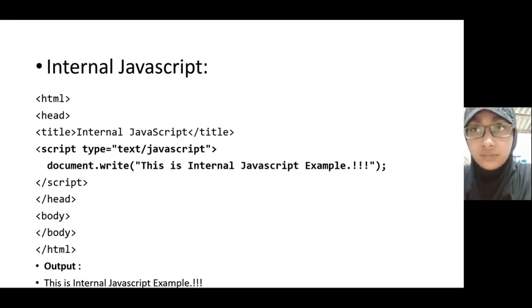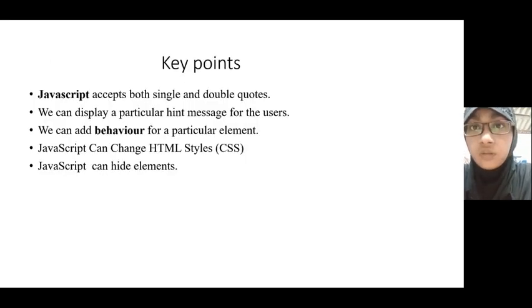Let us move forward and see the key points. The key points to be discussed here are: JavaScript accepts both single and double quotes. We can display a particular hint message for the users. We can also add behavior for a particular element. JavaScript can change HTML styles. JavaScript can hide elements.